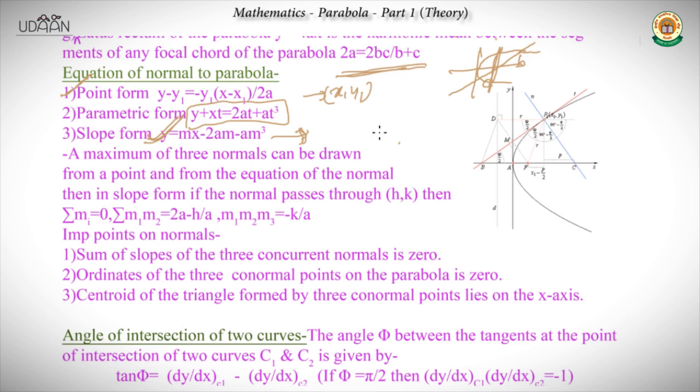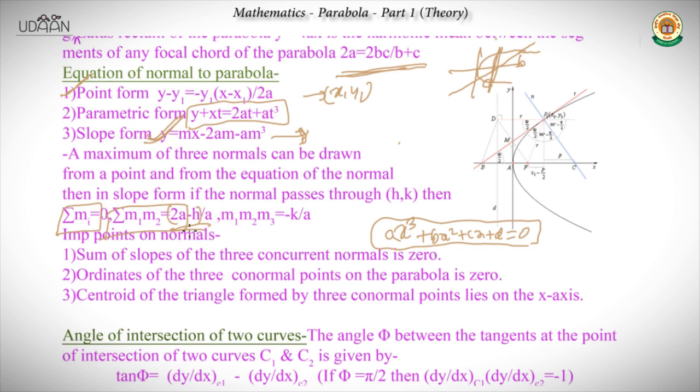If we know any polynomial of degree n, here it is degree 3, and if it is of this form, we know how to calculate the sum of the roots and the product of two roots, etc. Similarly here the cubic equation is in m. If we calculate in that manner, you get the sum of the slopes as 0, and the sum of the product of two slopes as (2a minus h) divided by a.